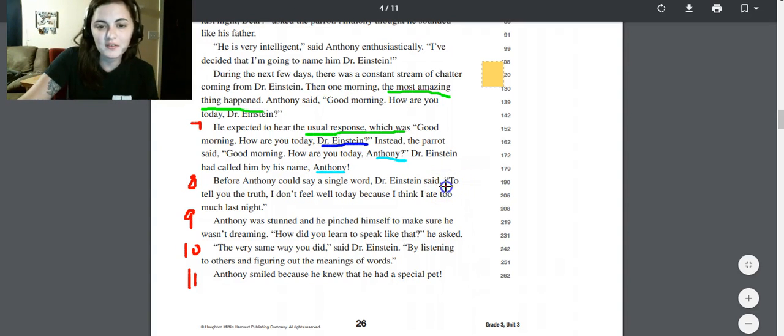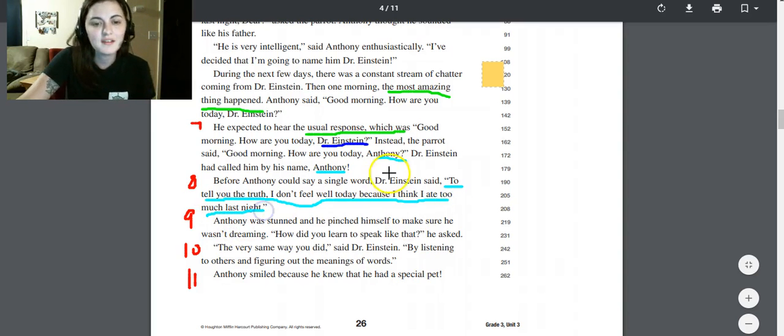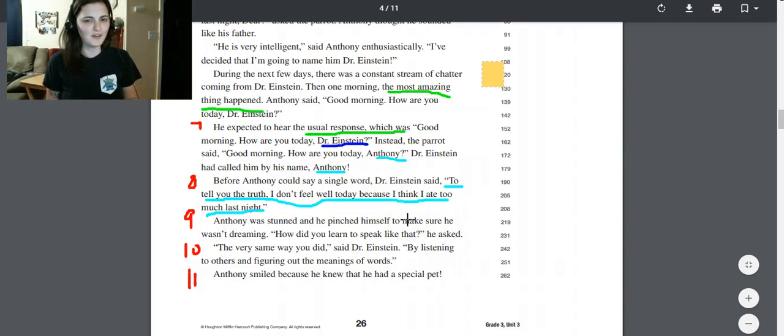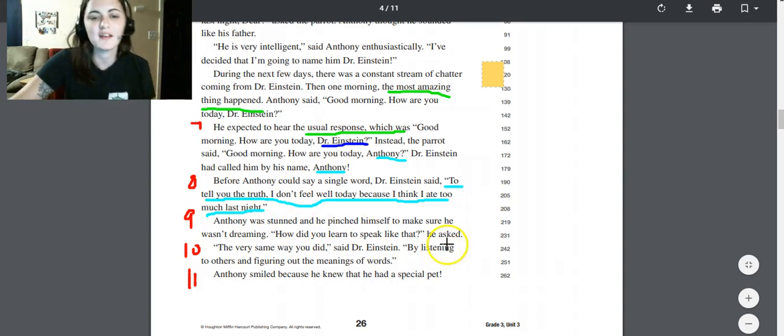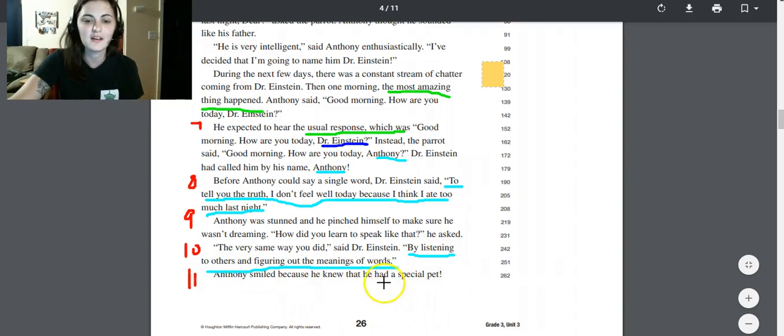And then the parrot also said, "To tell you the truth, I don't feel very well today because I think I ate too much last night." So now the parrot can tell you how it feels. I've never seen a parrot that can tell you how it feels. He was stunned and he pinched himself to make sure he wasn't dreaming. And then he asked him how he learned how to do it. And he said, by listening to others and figuring out the meanings of words, just like humans do. And that's how he knew he had a special pet.